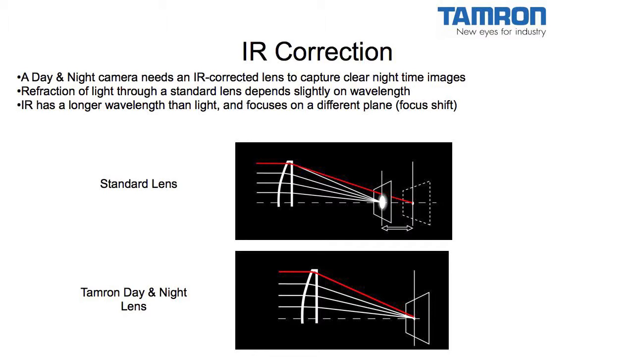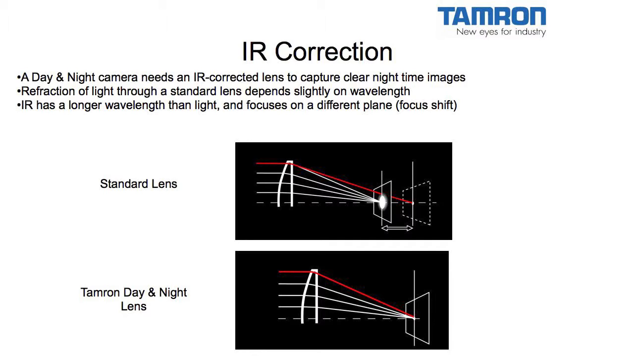In a standard lens, the refraction angle of light depends slightly on wavelength, and different wavelengths focus on slightly different planes. Since infrared has a longer wavelength than visible light, it refracts at a wider angle than visible light and focuses behind the visible focal plane. This is called focus shift and causes blurring in the image.